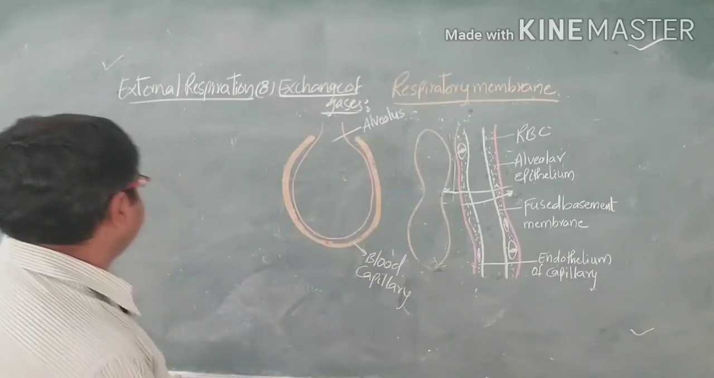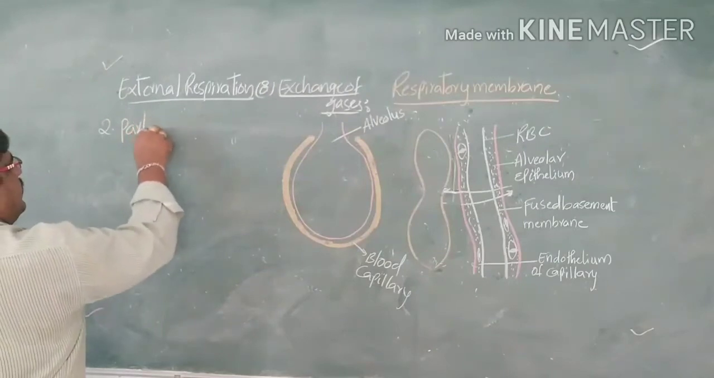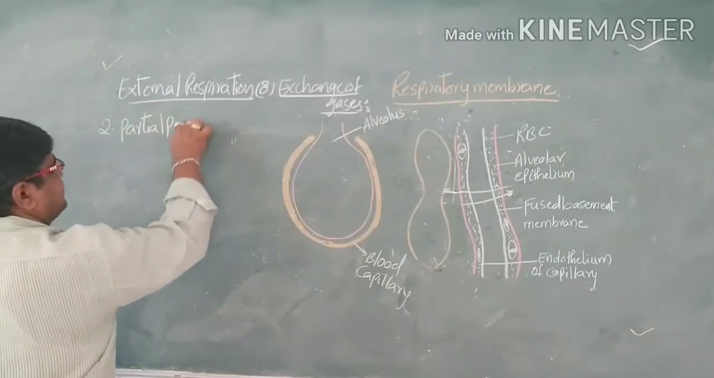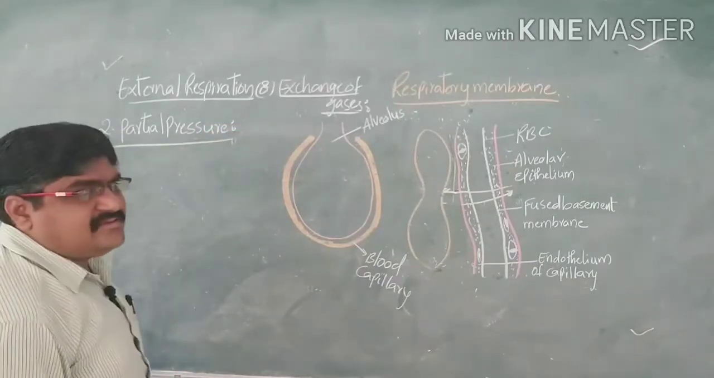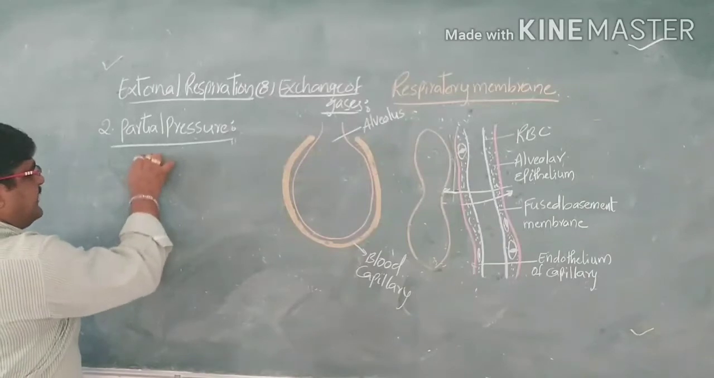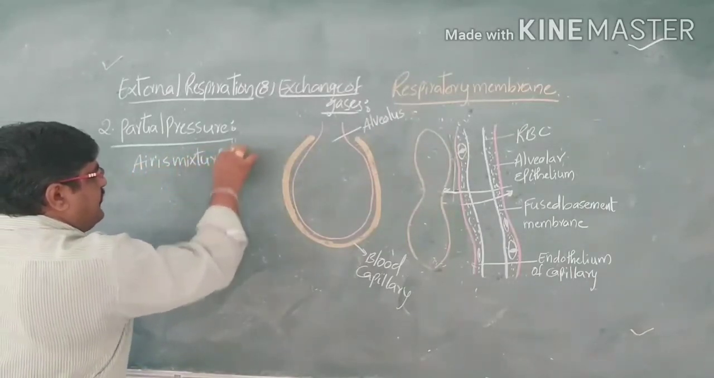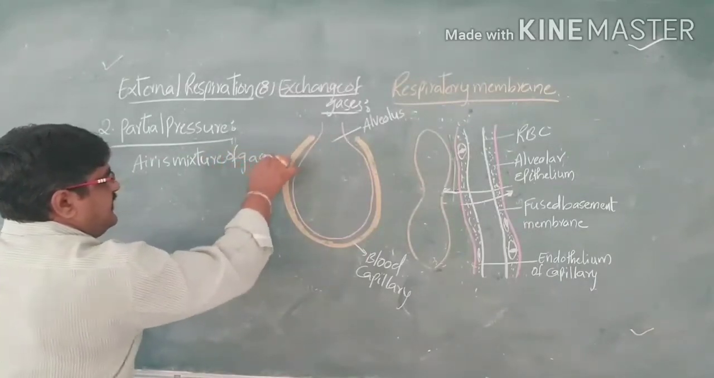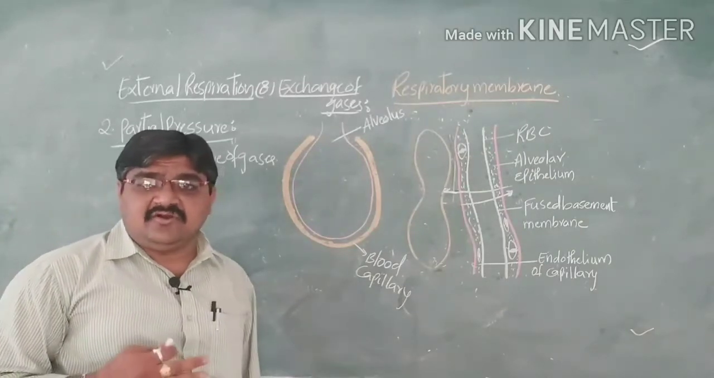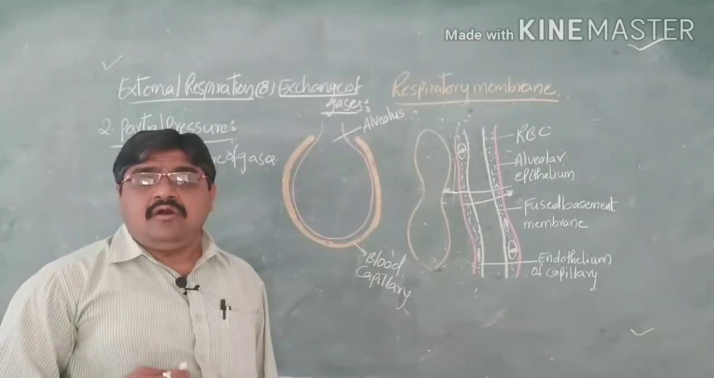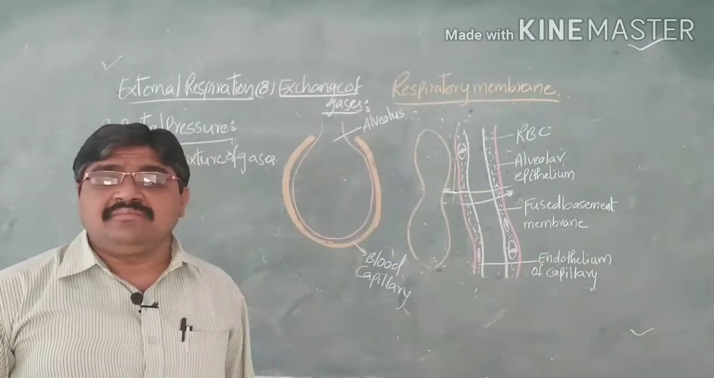Now, coming to the second one, that is the partial pressures. So, what do partial pressures mean? Air is a mixture of gases, where we have carbon dioxide, oxygen, nitrogen, and water vapors, all present, and the gases in the mixture have their own pressures.